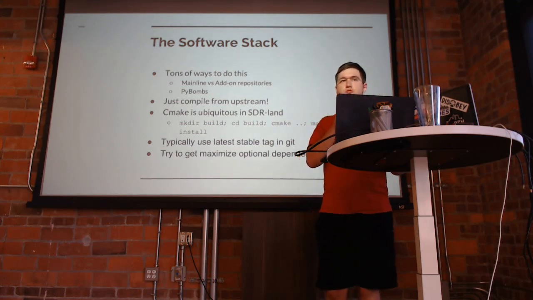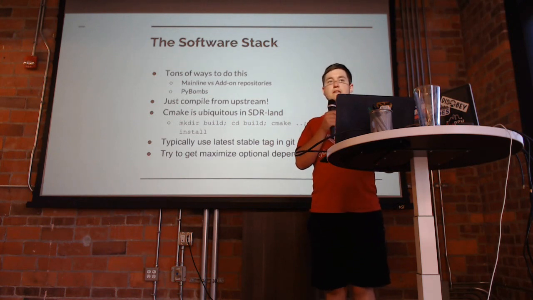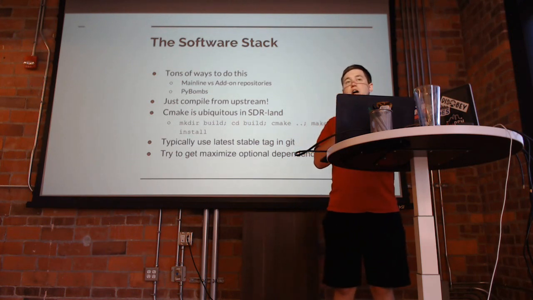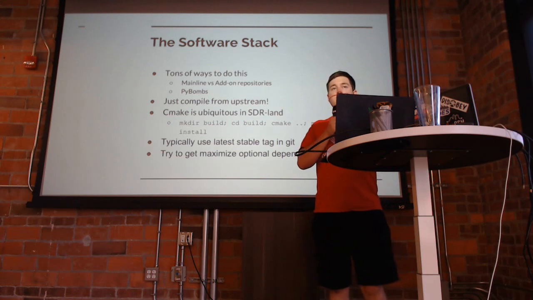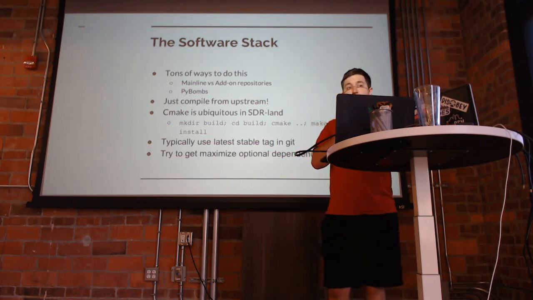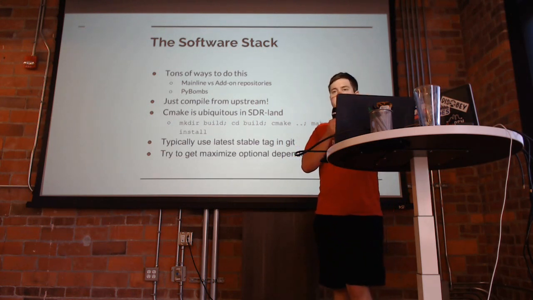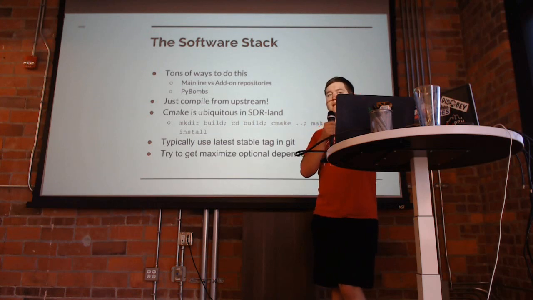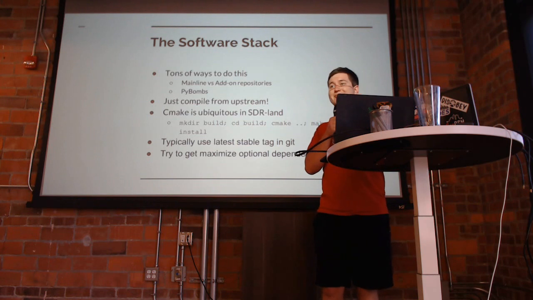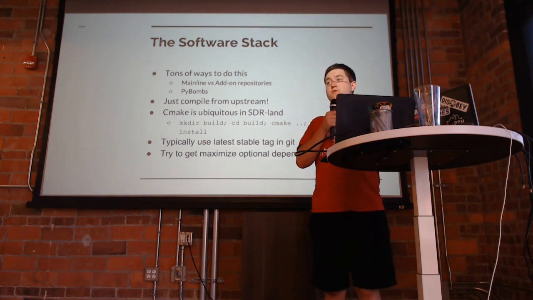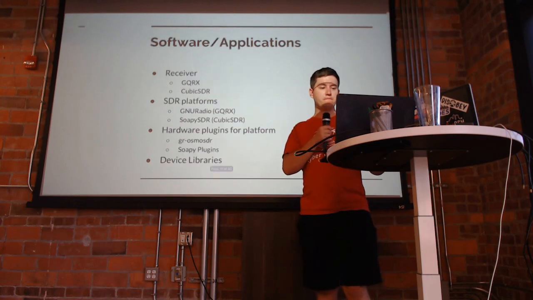I usually use the last stable tag on Git and maximize your optional dependencies. Because a lot of your SDR software is using CMake, you can build it without support for certain things, and that can come back and bite you later. Especially if you're trying to run demos or examples. If you are missing a dependency that they assume, you're in for a rough time.